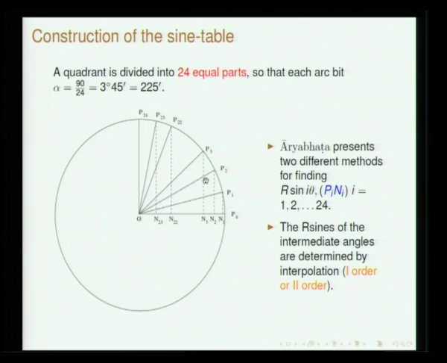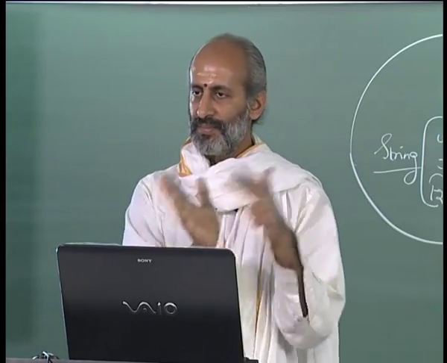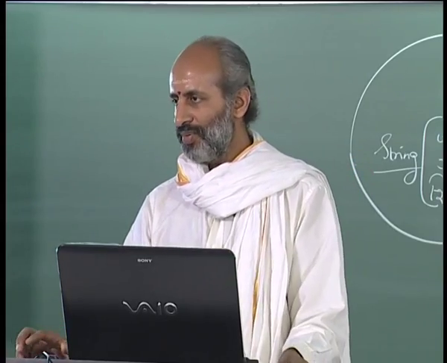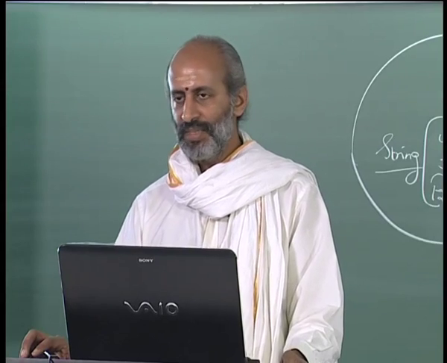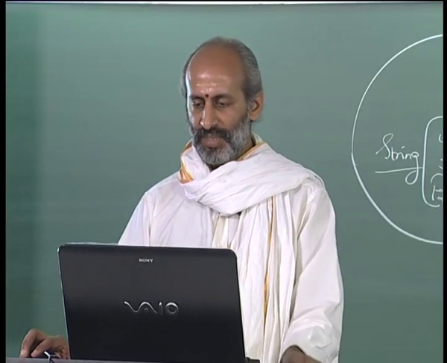If we know the R sine values corresponding to the multiples of theta, from 0 to 90 degrees, then for any intermediate value we use interpolation, and usually first order interpolation is employed. If more precise values are required, a second order interpolation formula has also been stated later. I think maybe Professor Sriram or myself will do it a little later.